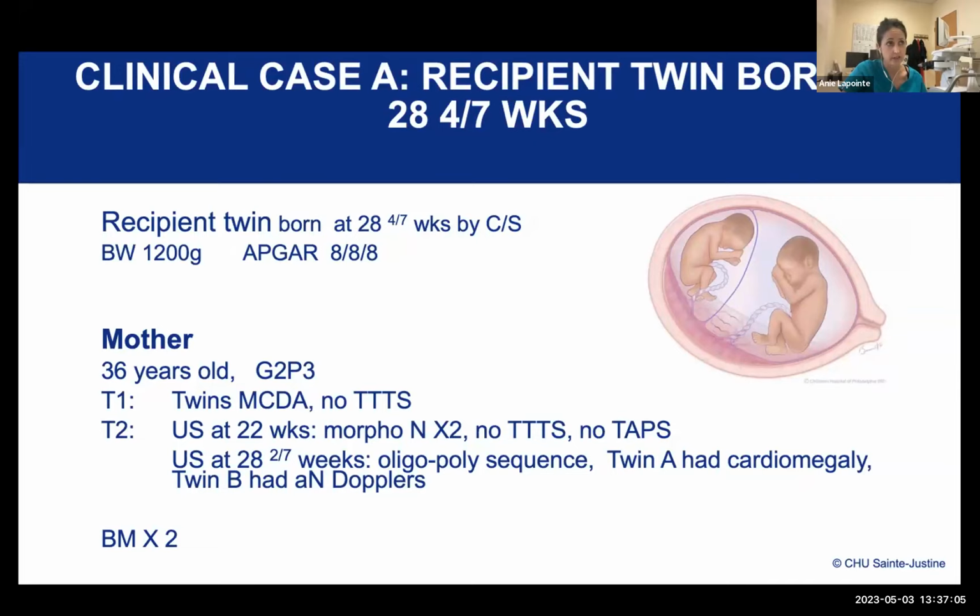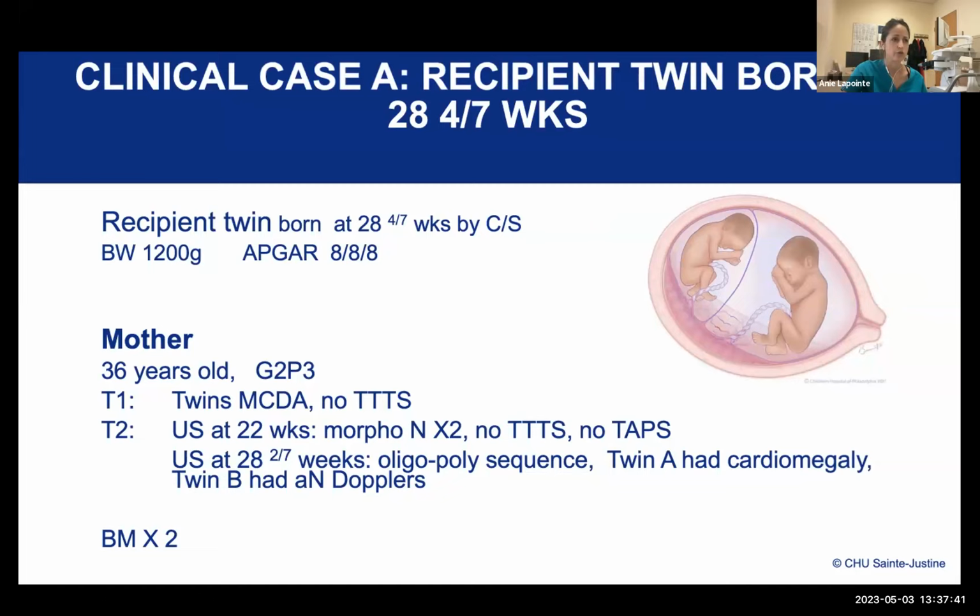The mother was a 36-year-old woman on her second pregnancy. On the first echo during the first trimester, the twins were described as monochorionic diamniotic with no sign of TTTS initially. The echo done in the second trimester at 22 weeks of gestation showed normal morphology of both twins, no sign of TTTS and no sign of TAPS syndrome.